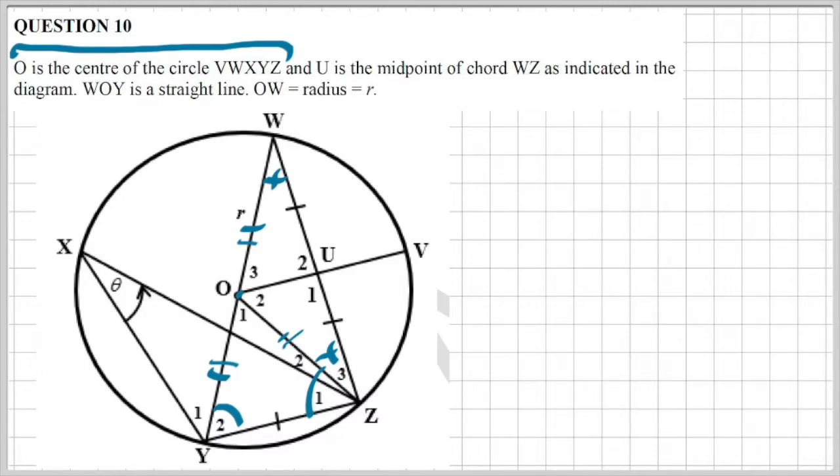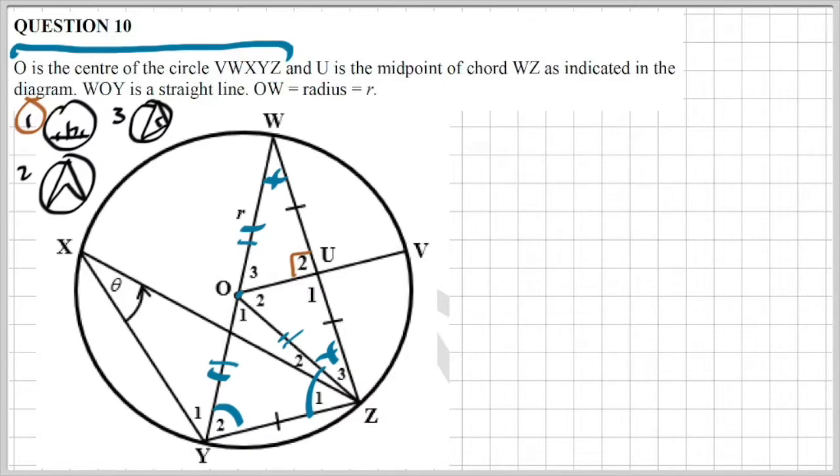It says now also that it is a center. So the moment I read center, I know there are 3 theorems in grade 11 I need to look out for. Theorem 1, 2, and 3. So let's start with theorem 1. They do say that U is the midpoint. So in other words, U2 is 90 degrees. Simple and straightforward. Next up, do I have an angle at the center? Yes, I do. O1 is twice as large as W.